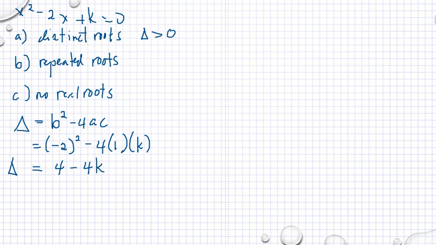And then if we have distinct roots, that means the discriminant should be more than 0. So we have 4 minus 4k should be more than 0. If we subtract both sides of the equation by 4, then we have negative 4k should be greater than negative 4. We divide both sides by negative 4, then we have k should be less than 1.